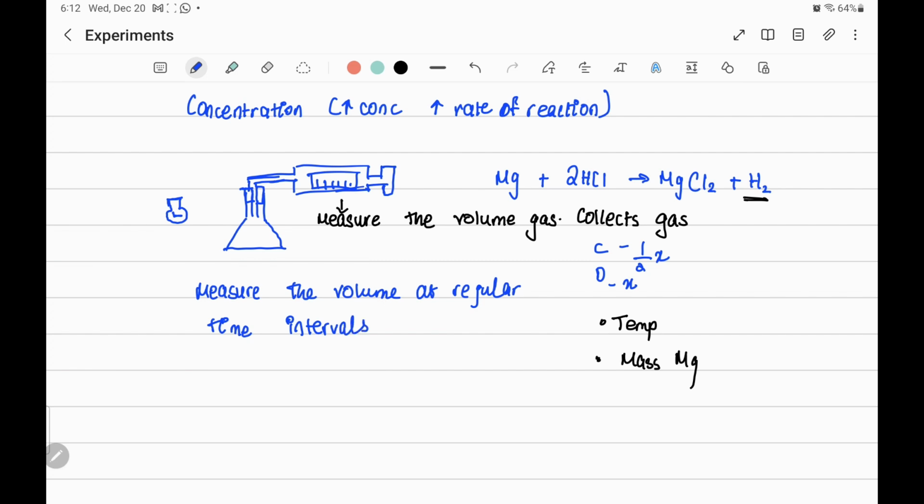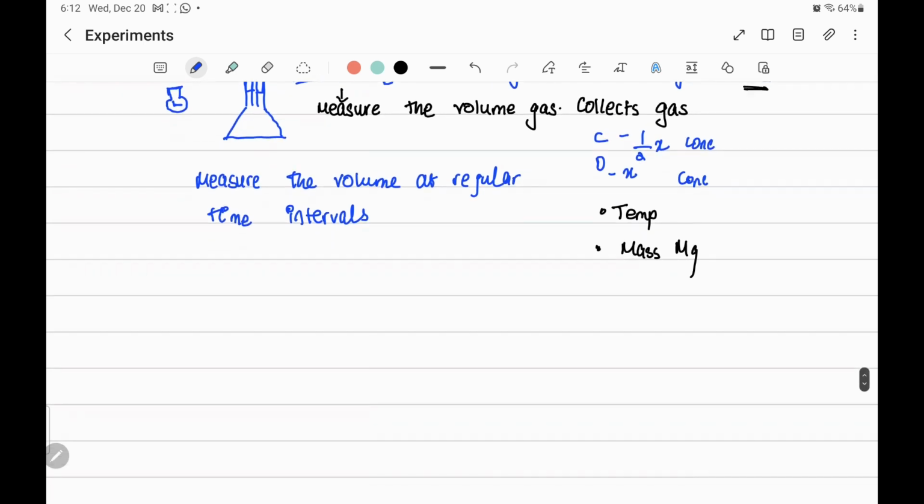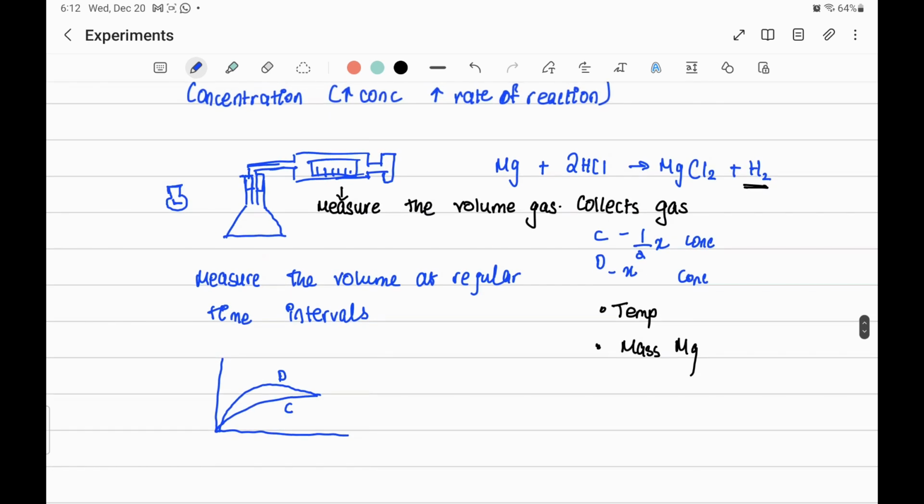And you're once again going to plot a graph. You're going to get something like this for the first one and something like this for the second one. This is obviously going to be C because it's less concentrated, and this is D. So really, at the end, you're going to be comparing the slopes that you get for the graph.